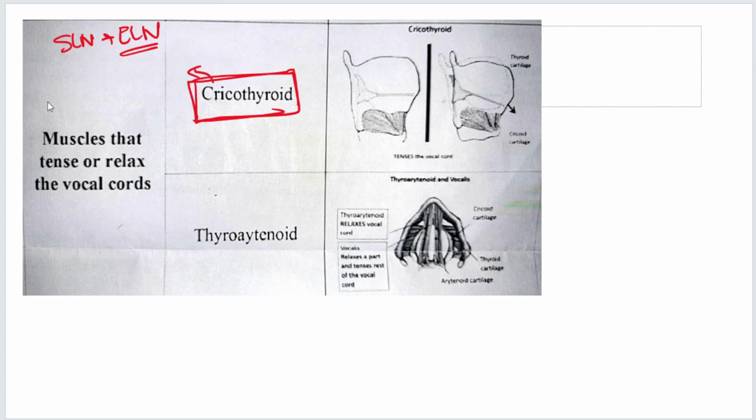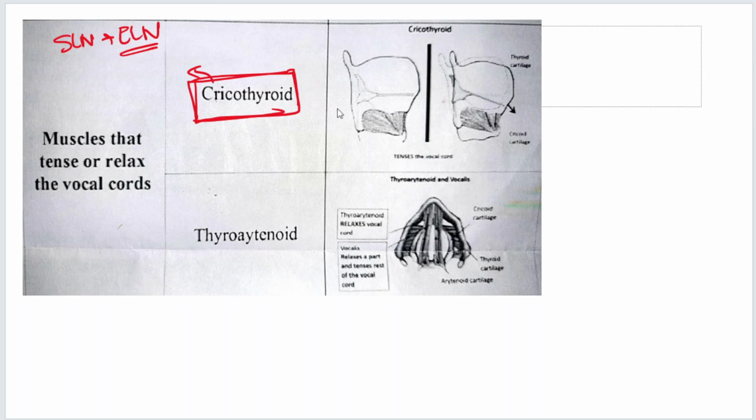Rest of all the muscles that we are going to talk about, whether it is the posterior cricoarytenoid, lateral cricoarytenoid, transverse cricoarytenoid, thyroarytenoid, thyroepiglotticus, the rest of all the muscles of the larynx are supplied by the recurrent laryngeal nerve. So cricothyroid is that special muscle which is supplied by the external laryngeal nerve. So in recurrent laryngeal nerve palsies, cricothyroid will get spared. That's why cricothyroid is so important.